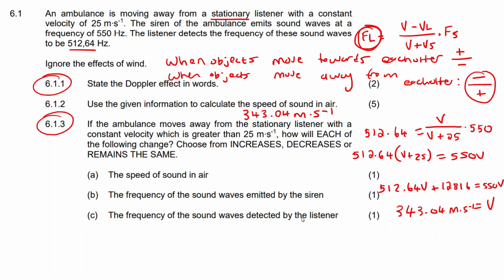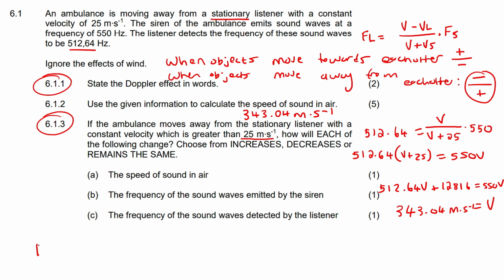If the ambulance moves away from the stationary listener with a constant velocity that is greater than 25, how will each of the following change? Okay, so what they're saying is that they're going to drive away even faster. So they're going to increase this value over here.